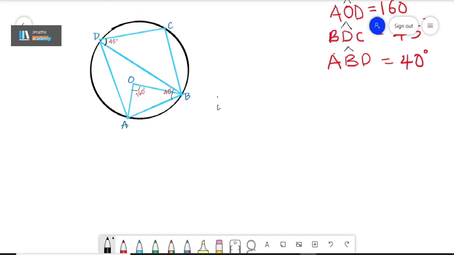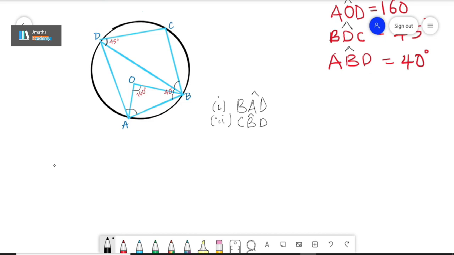So the question says we should calculate the angle BAD, and also calculate the angle CBD. For BAD, we can see that the angle falls on A, so we're asked to find this angle. And for CBD, we're asked to find this angle.